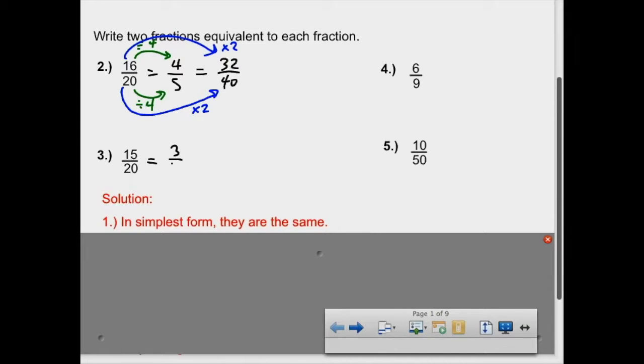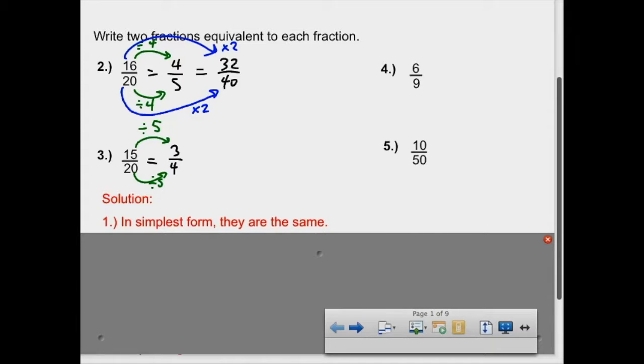3/4. That's good. And what did you use as a factor to take you from 15 twentieths to 3/4? 5. Very good. So for the numerator, did you divide or multiply? Divide. Very good. So I divided by 5. 15 divided by 5 is 3. And 20 divided by 5 gave me 4.